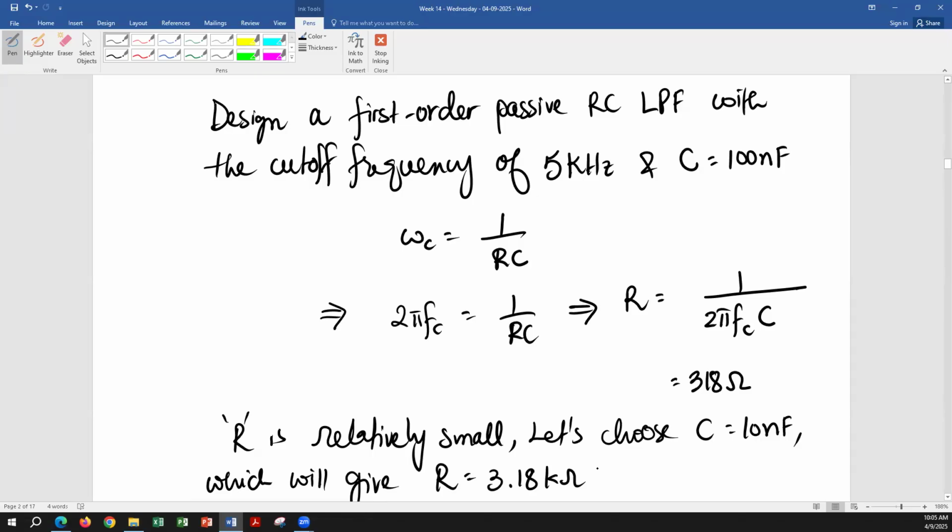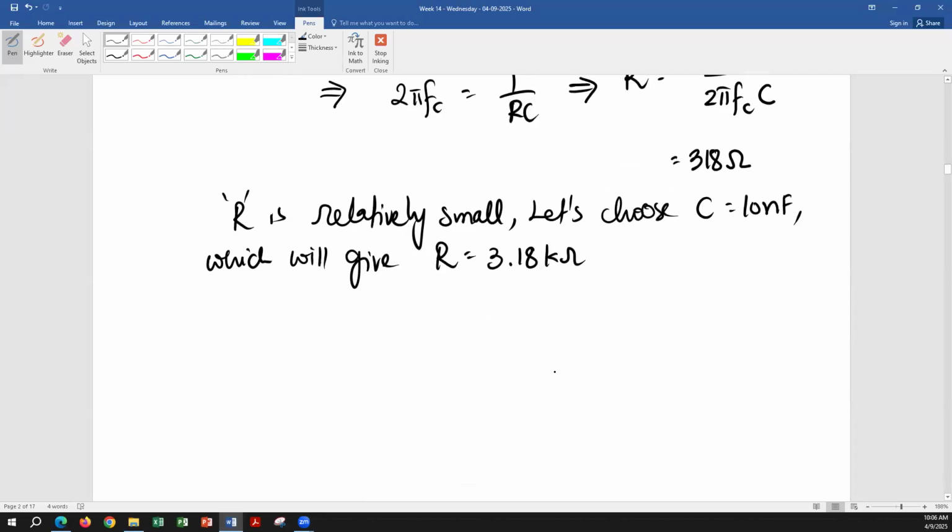So we reduce the value of capacitor by 10, and the value of resistor is going to increase by 10, because their product, of course, is going to be the same. And this is a nice value, 3.18 kilo ohm. And now we're going to plot it. Plot the magnitude response and phase response.